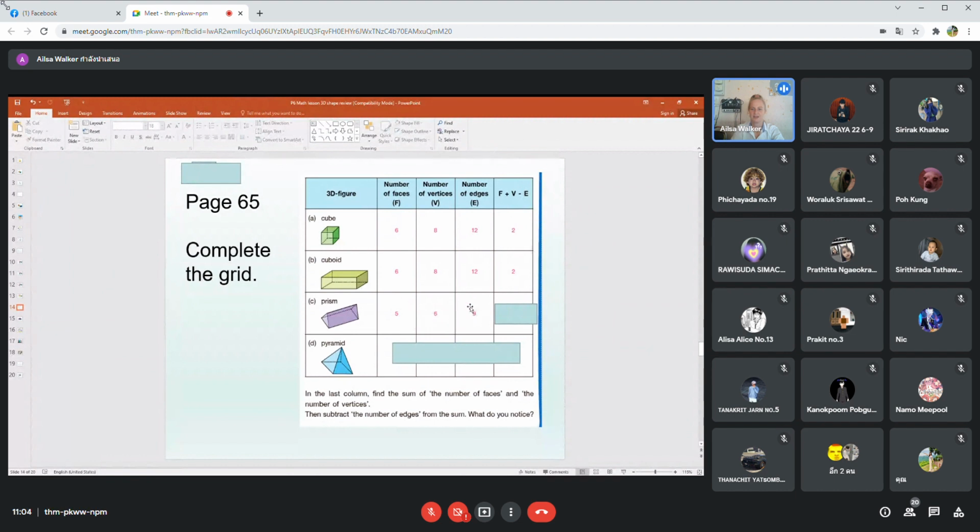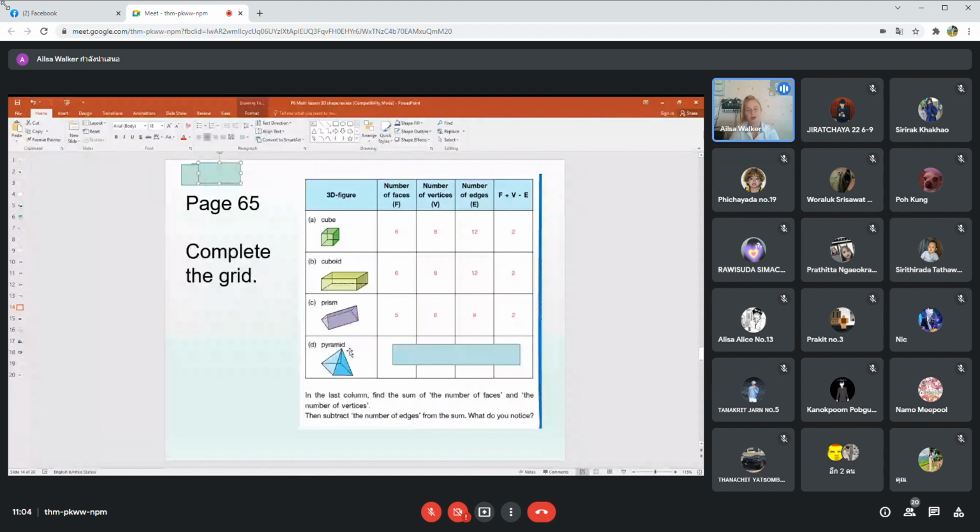11 minus 9 equals... 11 minus... how many? 2. 2, very good. Oh, look. 2, 2, 2. Okay, pyramid is the last one.